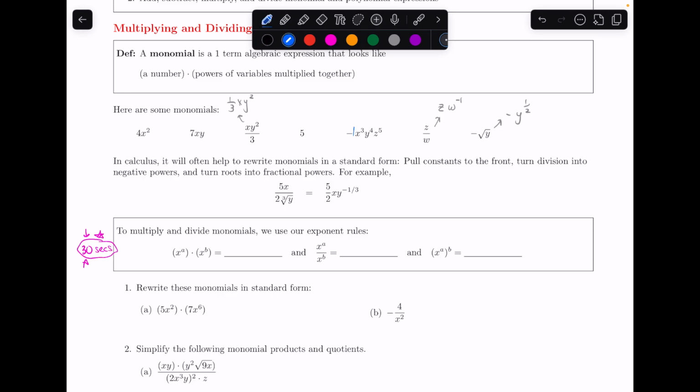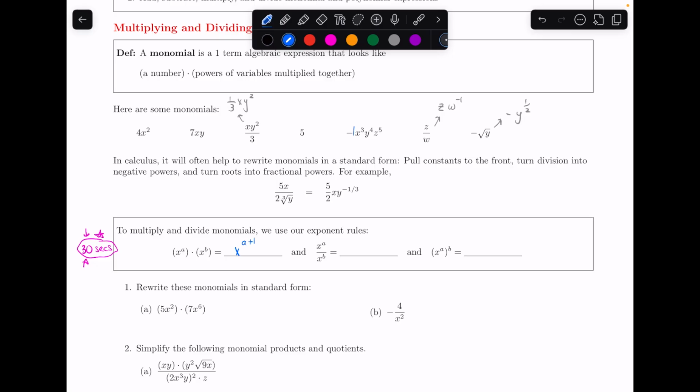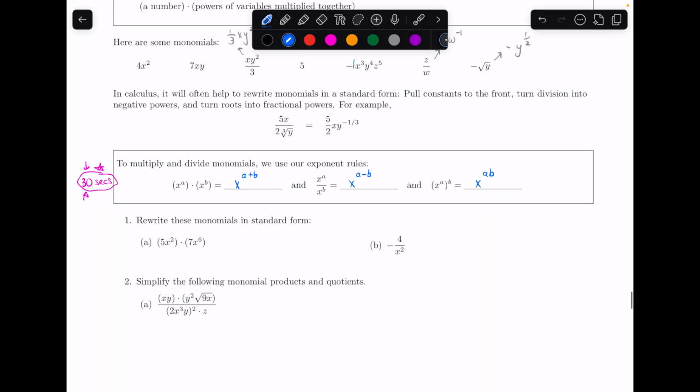So when I'm multiplying two terms like this with the same base, you add the exponents. So x to the a plus b. When you're dividing two terms like this with the same base, that x, you subtract exponents, x to the a minus b, and then with a power to a power, we multiply the exponents. So x to the a times b. All right, so let's do some problems.